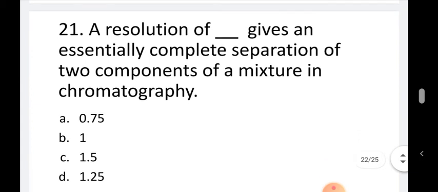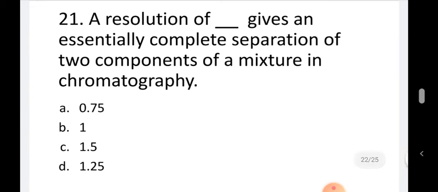A resolution of dash gives an essentially complete separation of two components of a mixture in chromatography. 0.75, 1.5 and 1.25. Well, when you have a resolution of 1.5, you get an essentially 99.3% separation. So the correct answer is C.